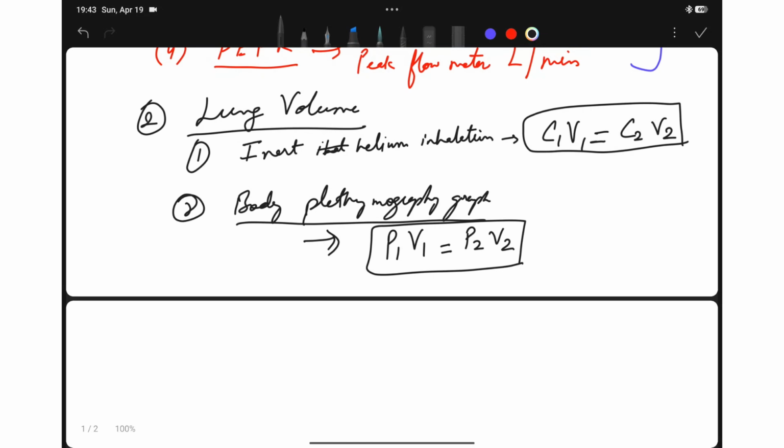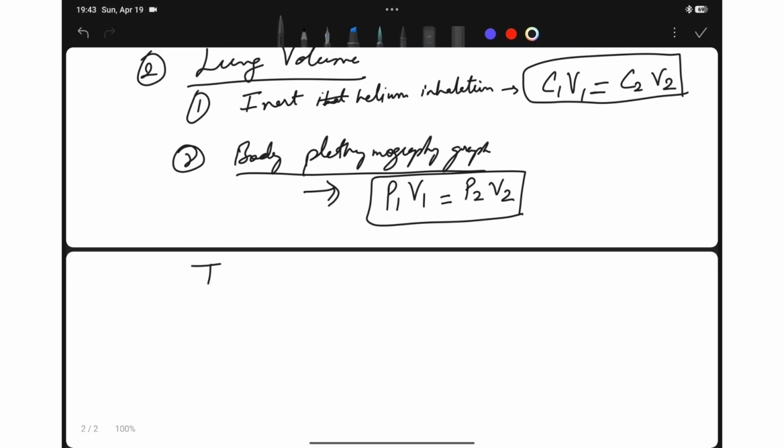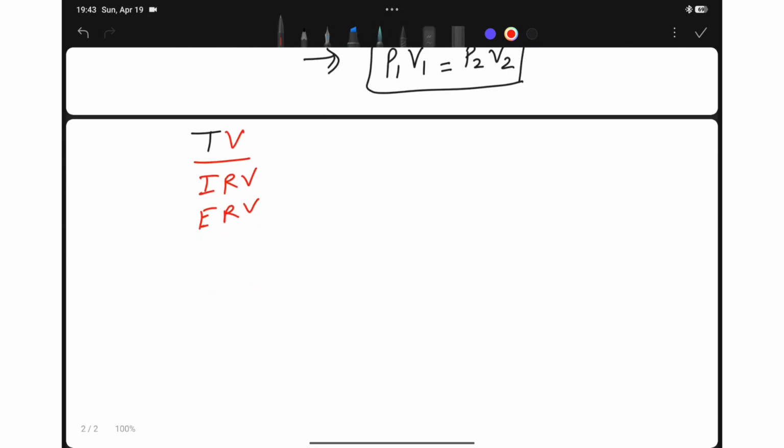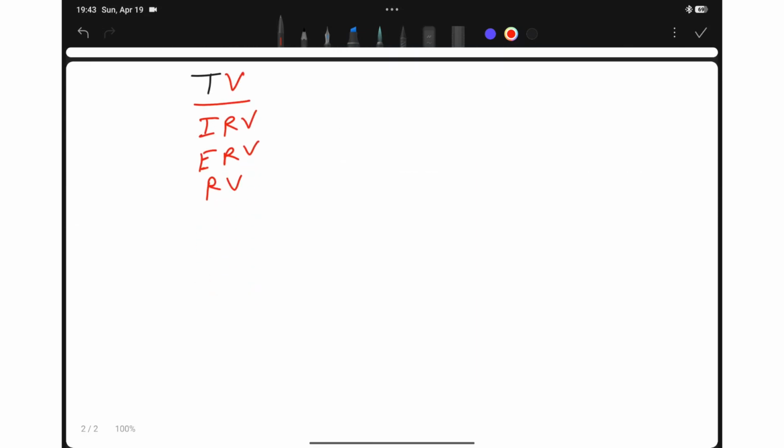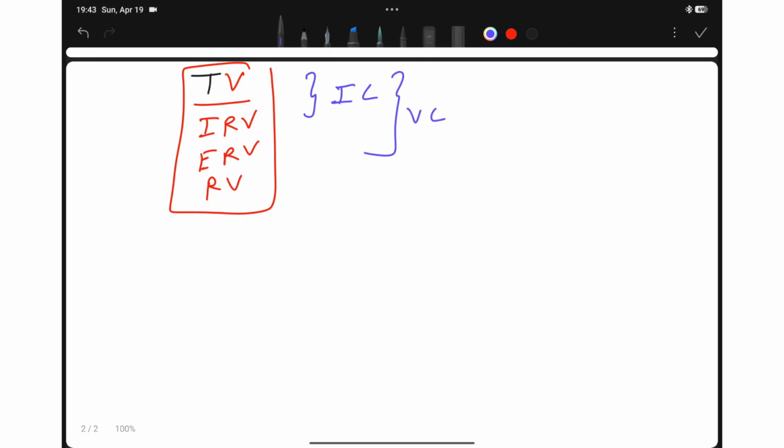So under lung volume, we apply these two methods. What do we take in lung volume? They are tidal volume, inspiratory reserve volume, expiratory reserve volume, and residual volume. These are the four volumes which then combine to give us inspiratory capacity. These four will give vital capacity. These two will give functional residual capacity, and all these combined give a total lung capacity.